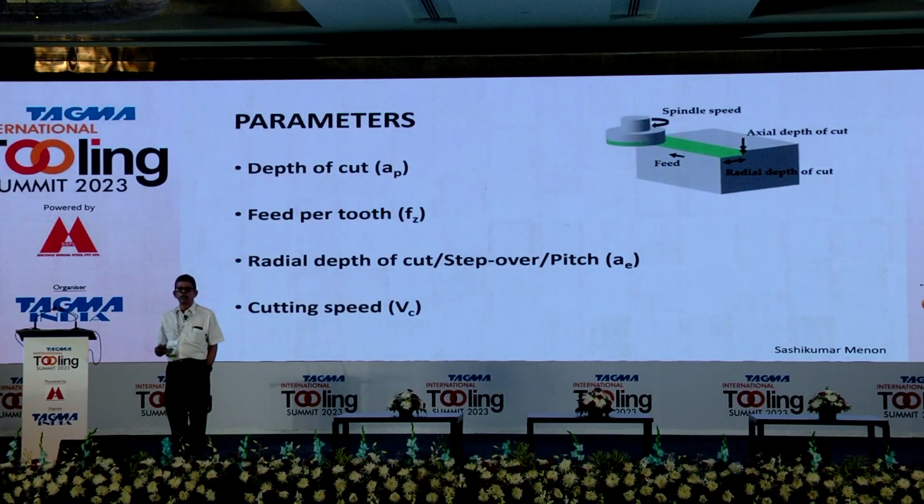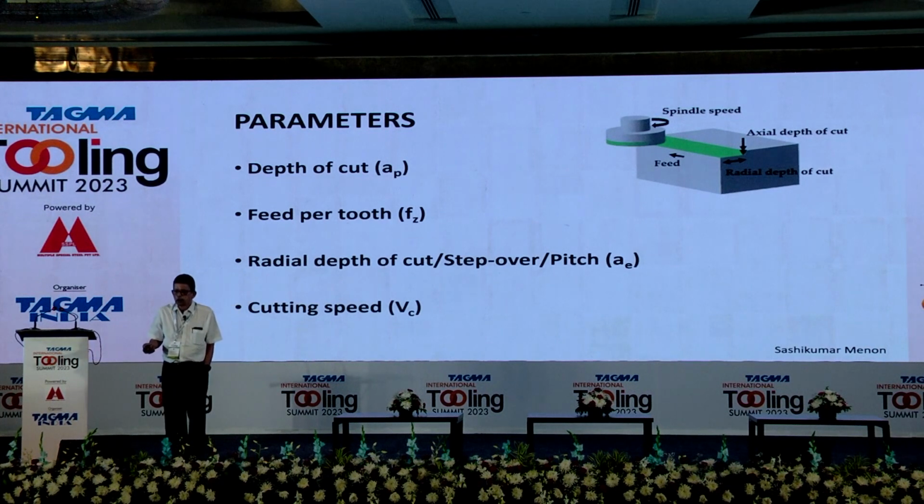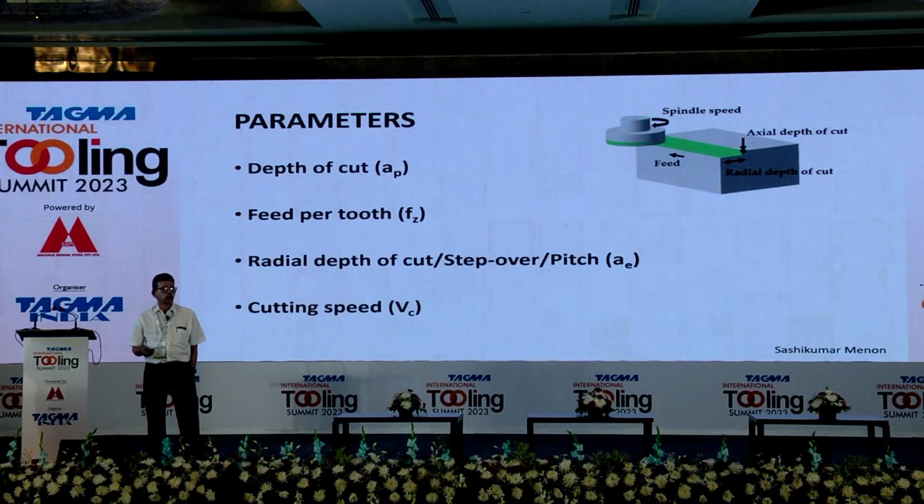These are the 4 parameters that all of us know. While we are machining, these are the parameters we use: depth of cut, feed per tooth, radial depth of cut, which is also called step over or pitch but is known as AE, and cutting speed. These are the 4 parameters we use for machining.